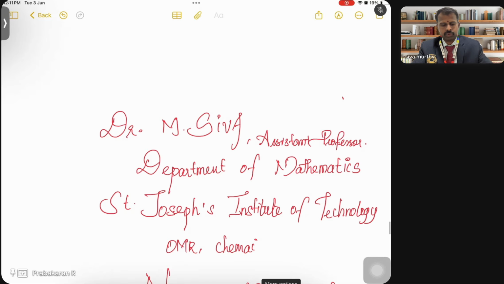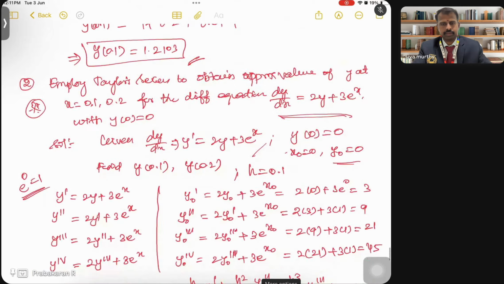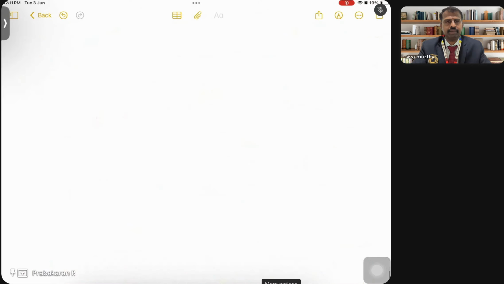Right? So, we will move to Euler's method. In the previous lecture, I already discussed the Taylor series. This is my second session on Euler's method, solving ordinary differential equations using numerical methods. So, Euler's method.